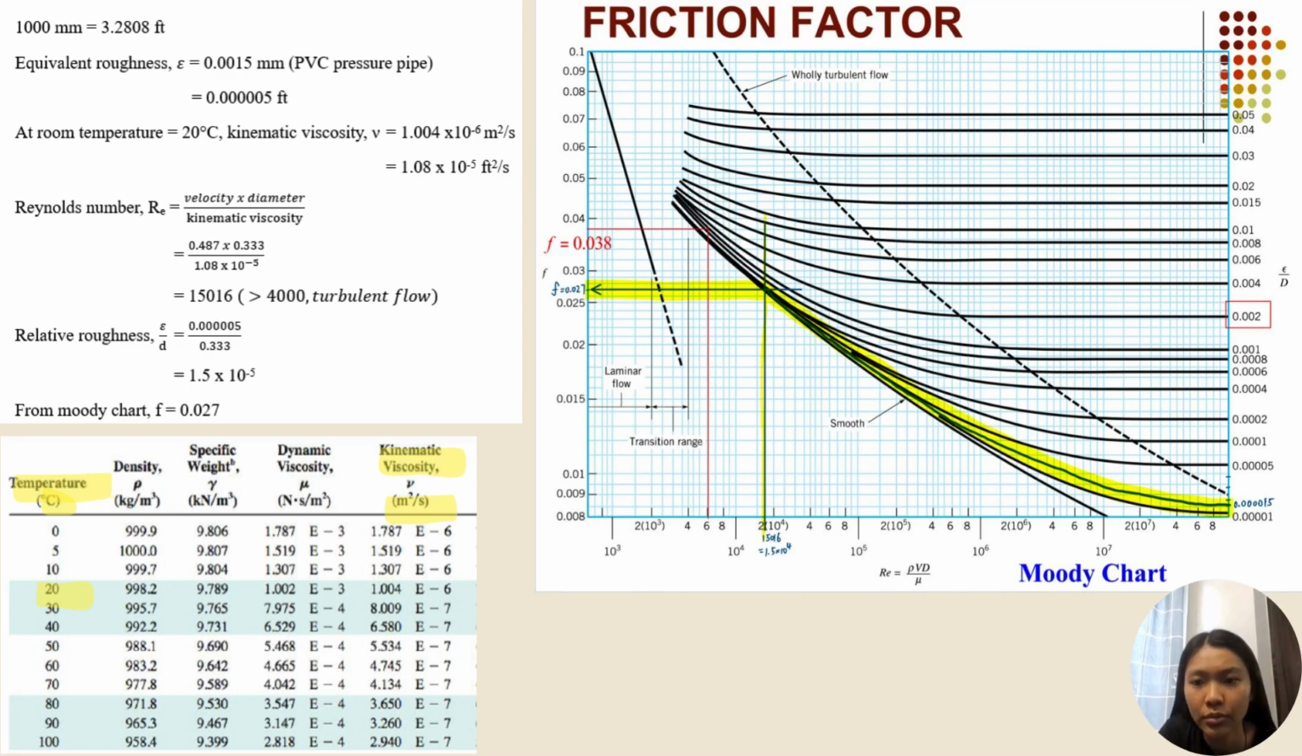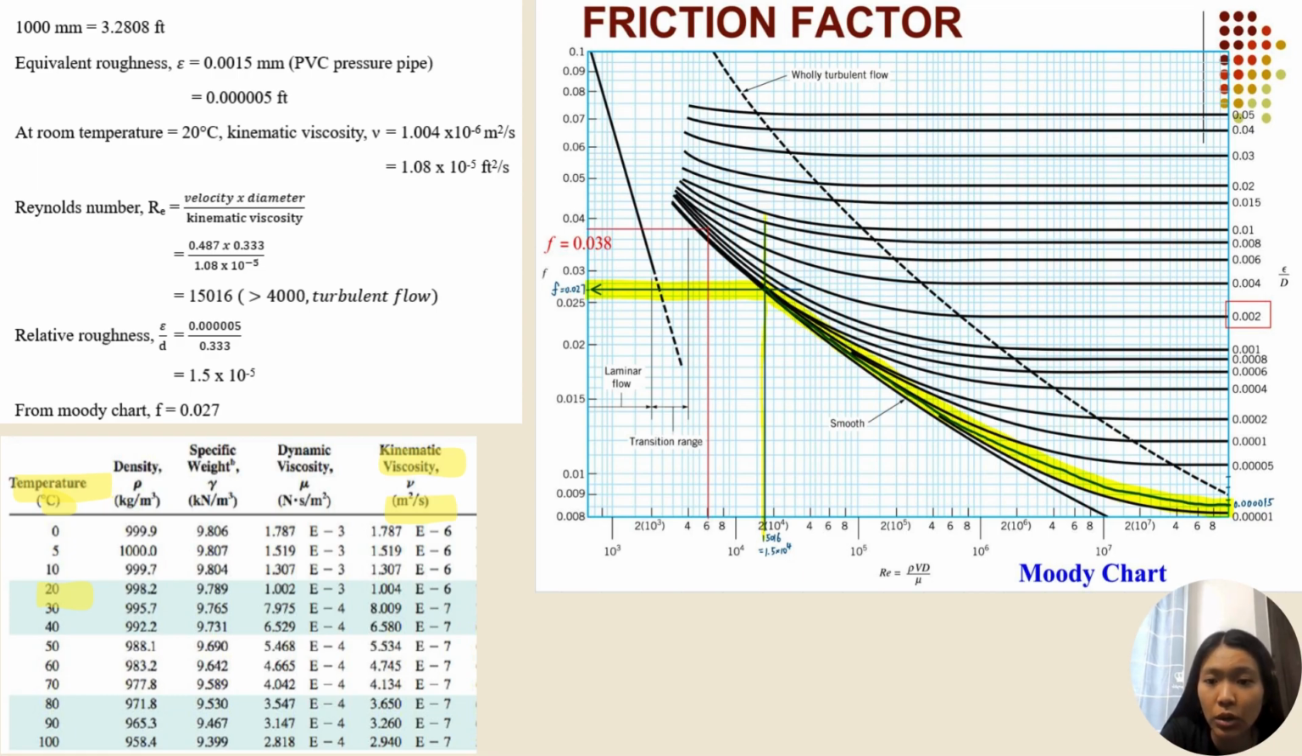The equivalent roughness of the PVC pressure pipe is 0.0015 millimeters. At room temperature, we assume it is 20 degrees Celsius. The kinematic viscosity is 1.004 times 10 to the power of negative 6 meters squared per second from the table of properties of water, and we convert it to feet squared per second.